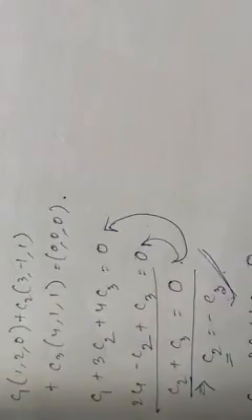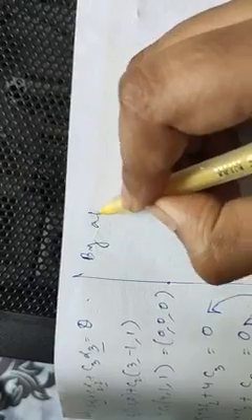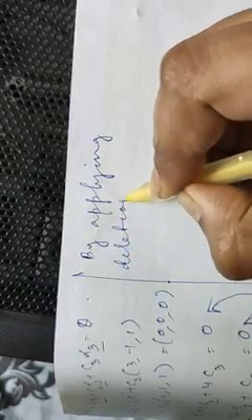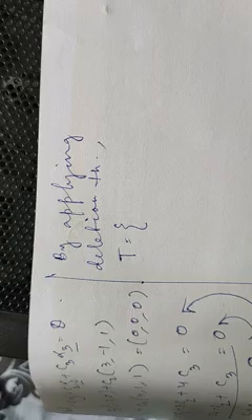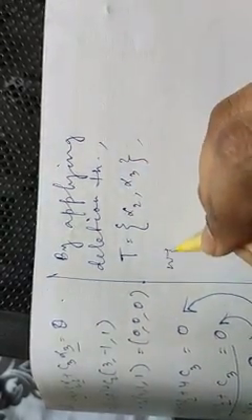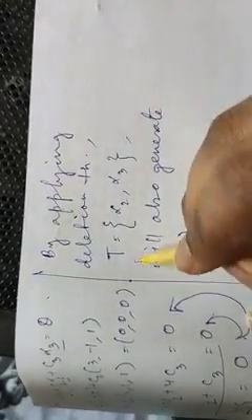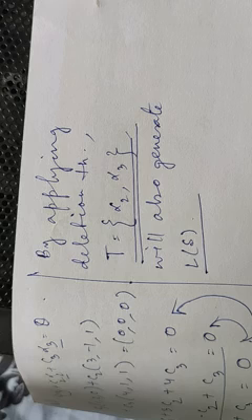So in the next line, we are writing: by applying the deletion theorem, T equals, we are omitting alpha 1 from it. So it will become alpha 2, alpha 3 will also generate LS. Okay, so this is the required proper suitable subset T of S.